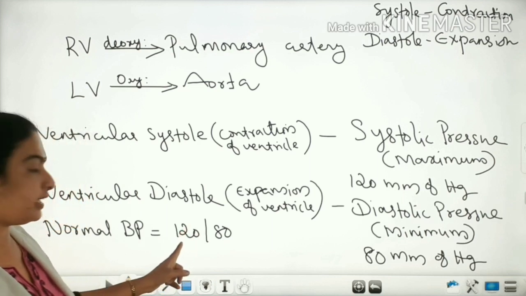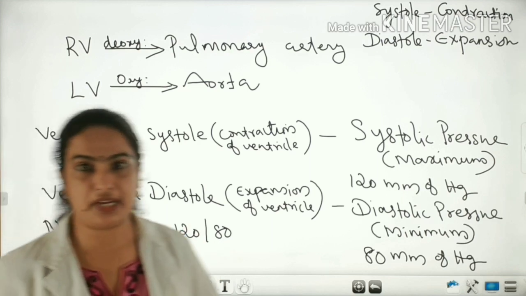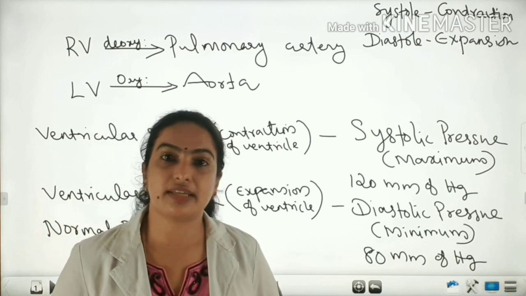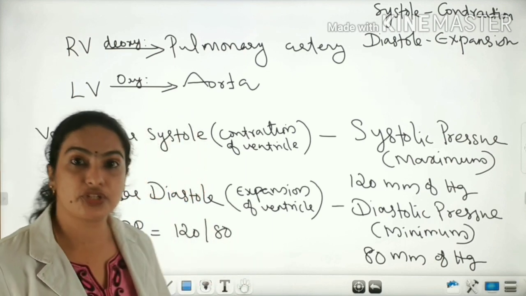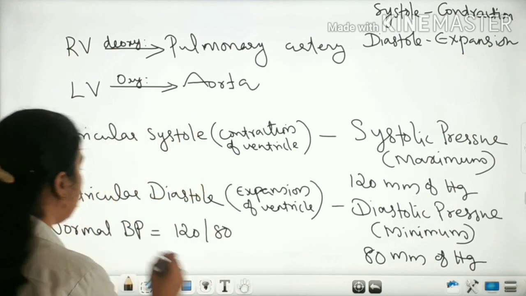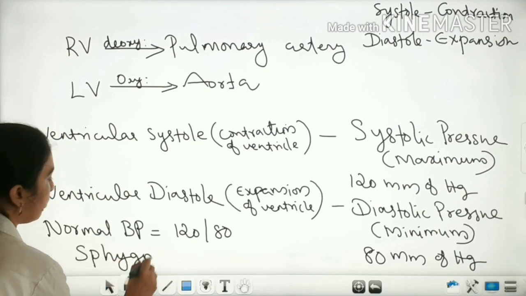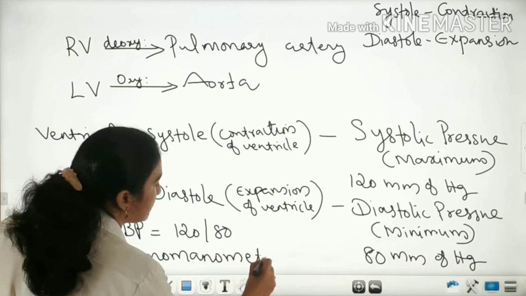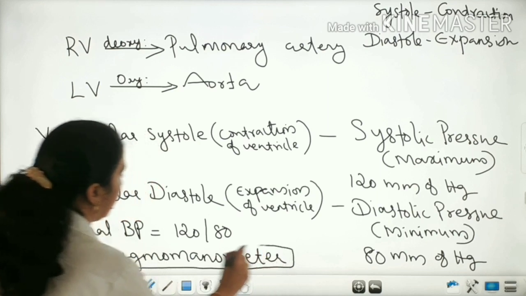120/80. The 120 is the systolic pressure and 80 is the diastolic pressure. If the BP is rising, we can call that condition hypertension. And this BP can be measured by an instrument known as a sphygmomanometer. This is the instrument used to measure the BP.